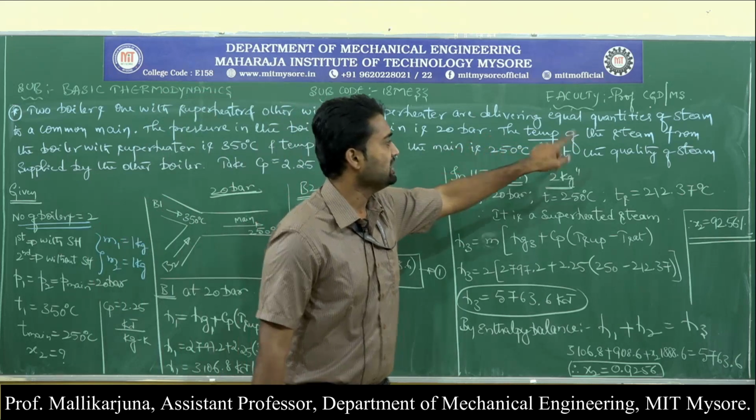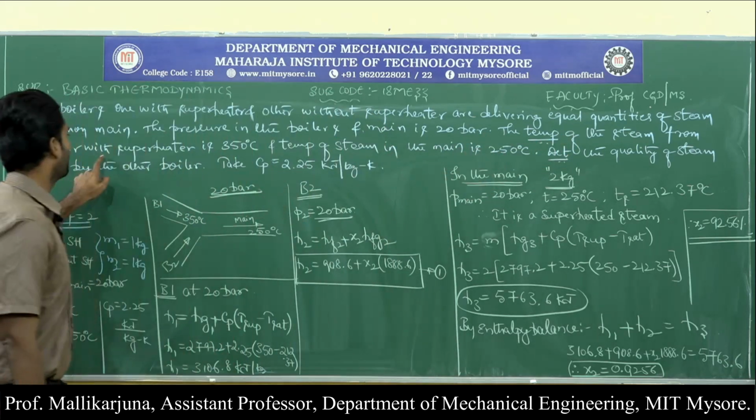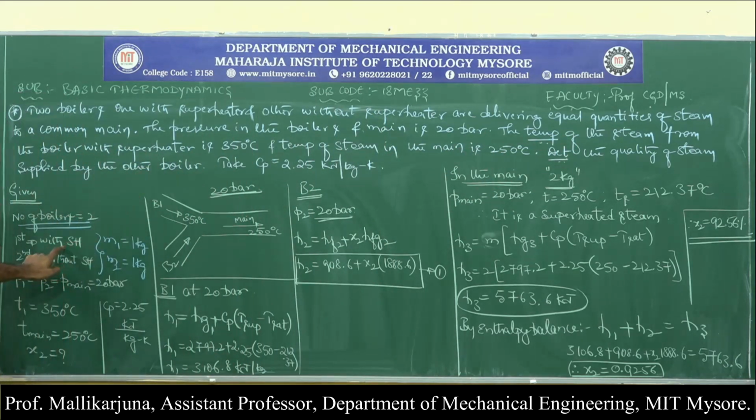The temperature of the steam from the boiler with the superheater, in the sense it is the boiler number 1, is 350 degree centigrade. So T1 is 350 degree centigrade. Why suffix 1? Suffix 1 is related to first boiler.